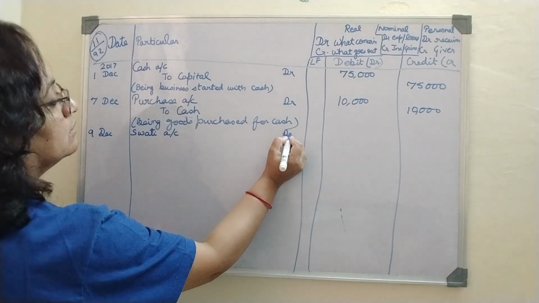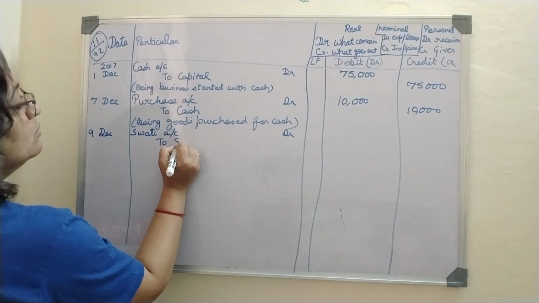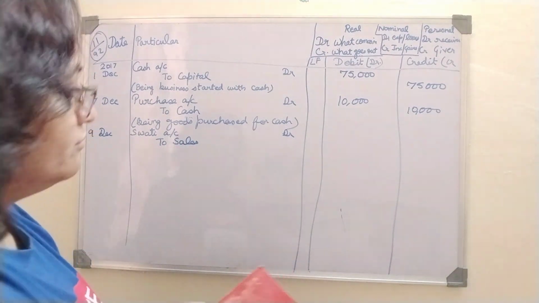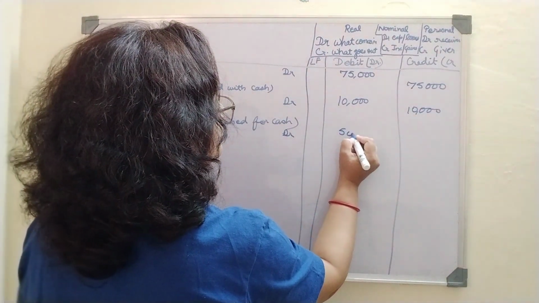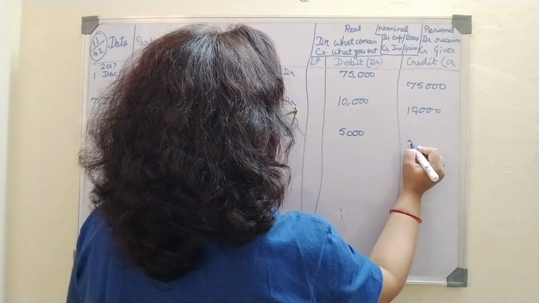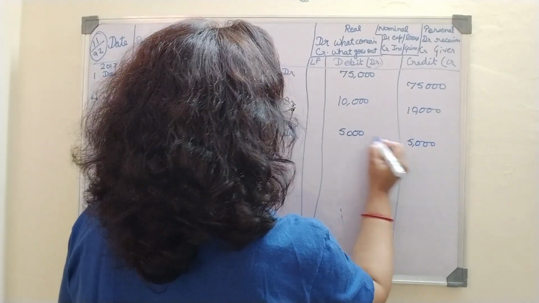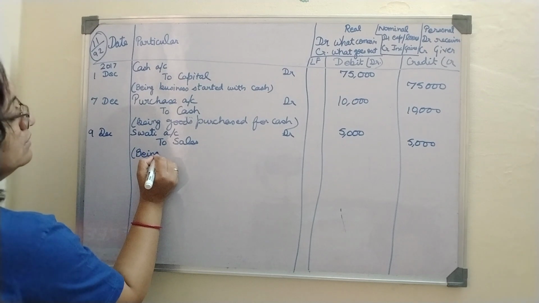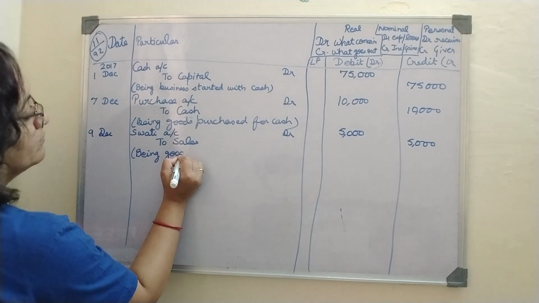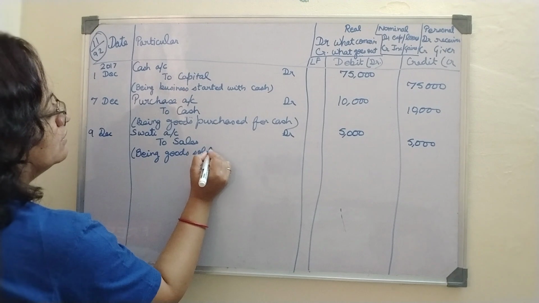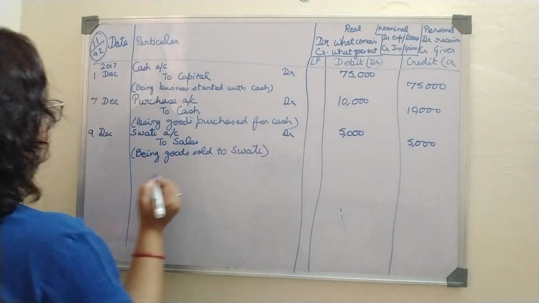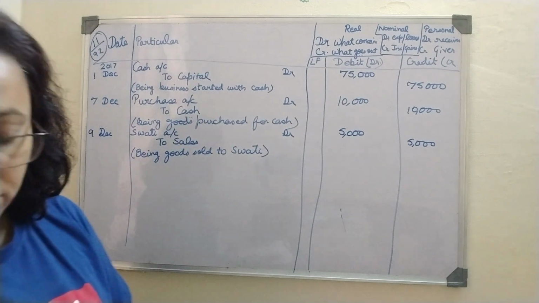Swati account debit to sales. Amount is 5,000. And narration will be, being goods sold to Swati. I hope these three journal entries are clear to you.